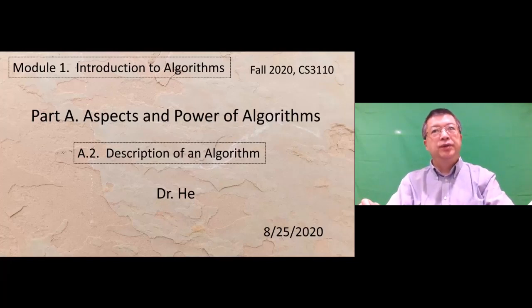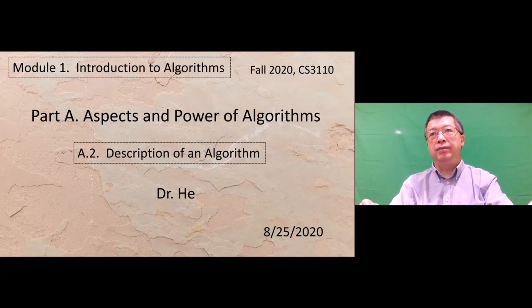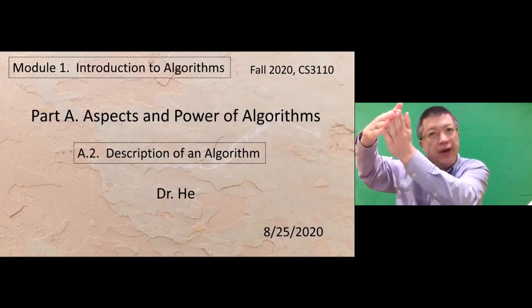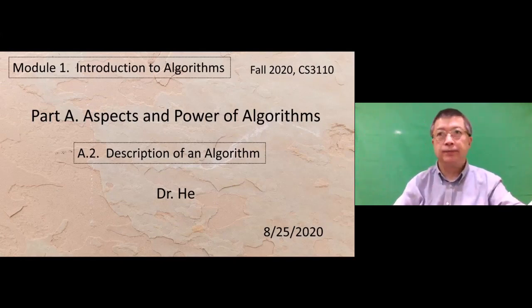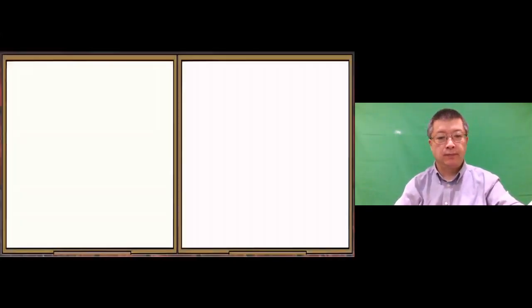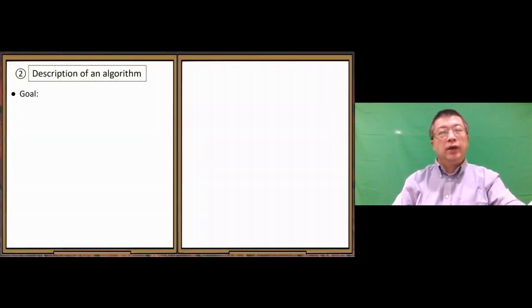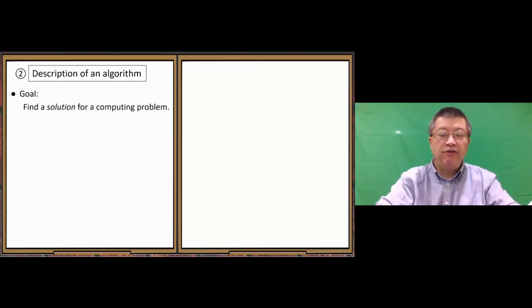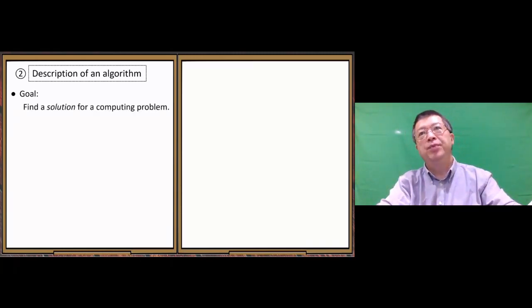Now we do part A.2, Description of an algorithm. This time we try to understand algorithms from a different angle. First goal, the same as before, we just repeat it: find a solution for a computing problem. But how to find a solution? So we want to look at the technical details this time.